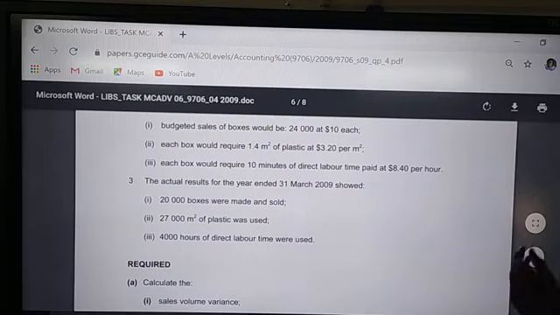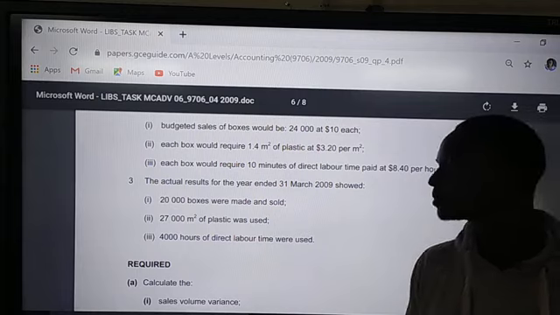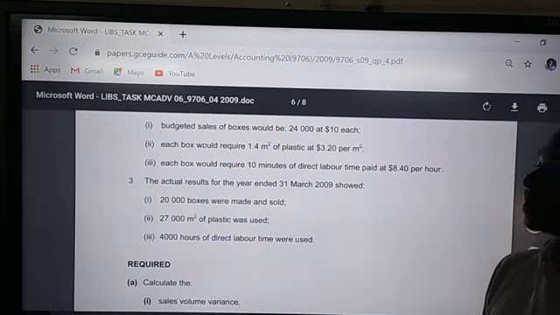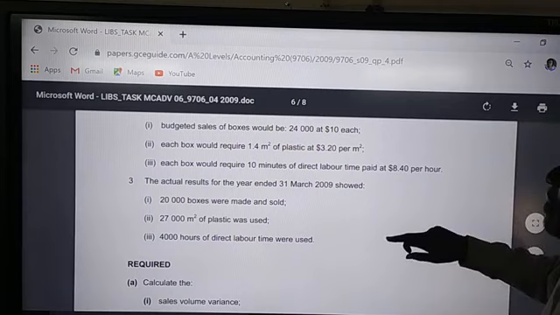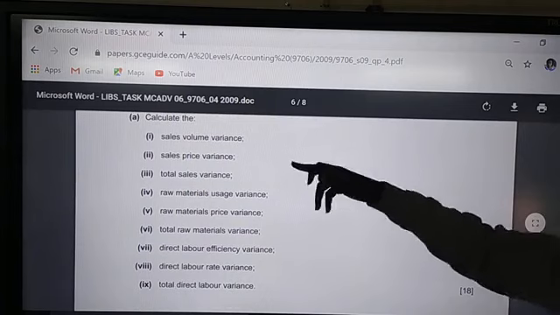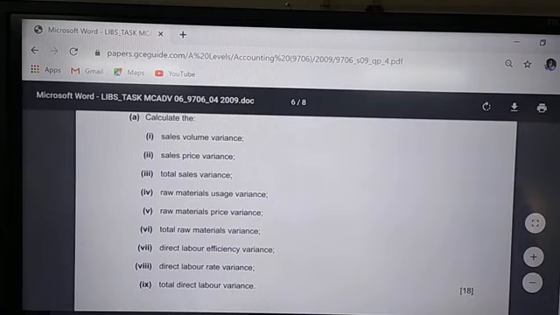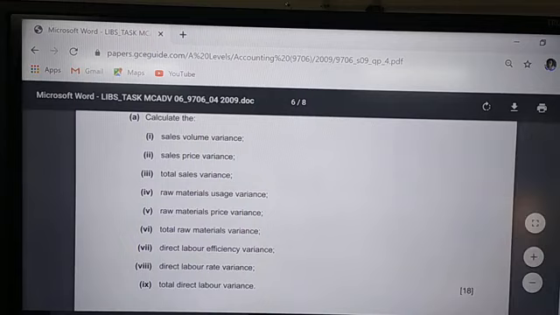Each box would require 10 minutes of direct labor paid at 8.40 per hour. Then the actual results for the year ended 31 March 2009 showed 20,000 boxes were made and sold, 27,000 square meters of plastic was used, and 4,000 hours of direct labor time were used. Then required, calculate these 9 variances: sales volume, sales price, total sales, raw material usage, raw material price, total raw material, labor efficiency.